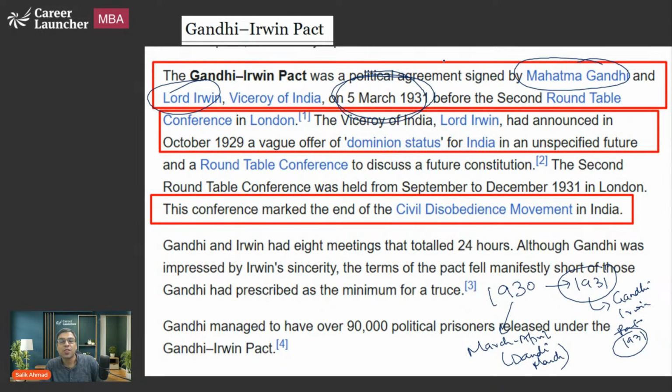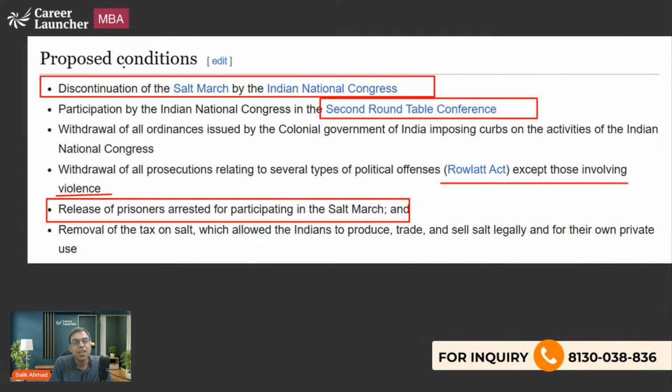So what discussion happened in this? What were the discussions? So the first thing is discontinuation of SWAT march by Indian National Congress. That the entire Indian National Congress, wherever people are doing SWAT march, that needs to be stopped or discontinued. Okay. So Gandhiji agreed for that. Then participation of Gandhiji in Indian National Congress in second roundtable conference.